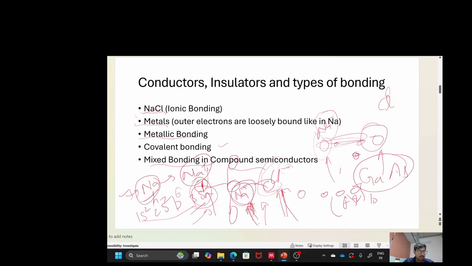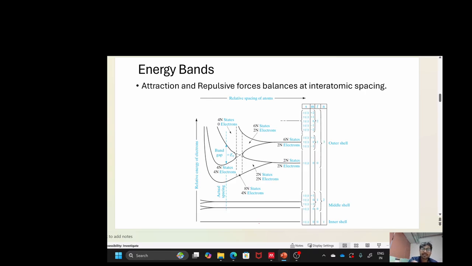The energy bands are formed when the attractive and repulsive forces balance at the interatomic spacing. This is the relative spacing between the atoms in this direction. Let us say in this position the atoms are far apart and do not have any interaction between them. As they come close to each other, their wave functions, the electrons in the outermost shells, interact with each other, and there will be a splitting of the energies. Let us say there are only two atoms.